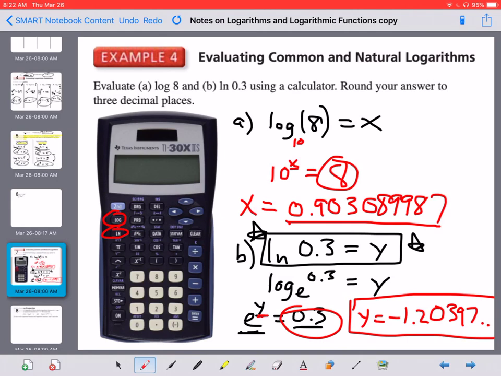So again, this is a way to calculate complex exponents with certain bases. For right now, all we've been able to do is calculate it with base 10 and with base e, with common logs and natural logs. Eventually, we'll get into more complicated ones, but for now, we'll just stick to these.